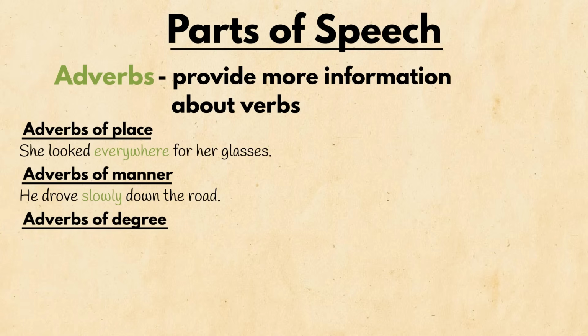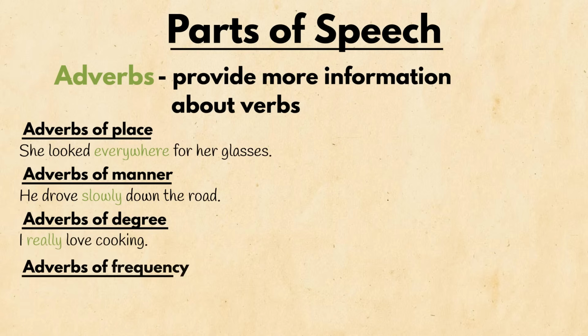Adverbs of degree describe the intensity or extent to which something happens. For example, I really love cooking. Adverbs of frequency describe how often an action happens. An example, the children argued often.